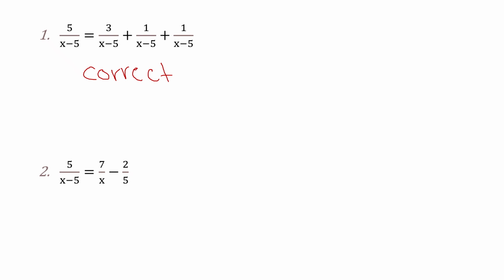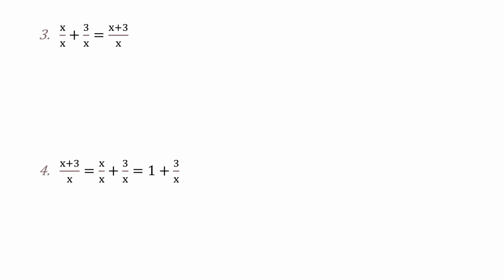Now let's look at number 2. Start by looking at your denominator. Is it equal? Is it the same on each side, or has it been taken apart? I have to have x minus 5, but here it's split apart. I cannot separate my denominator, so the answer to number 2 is incorrect.